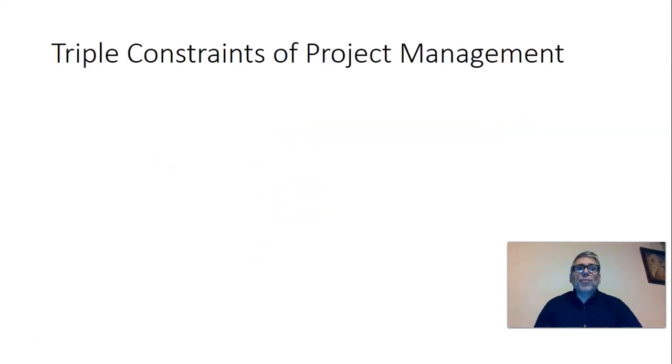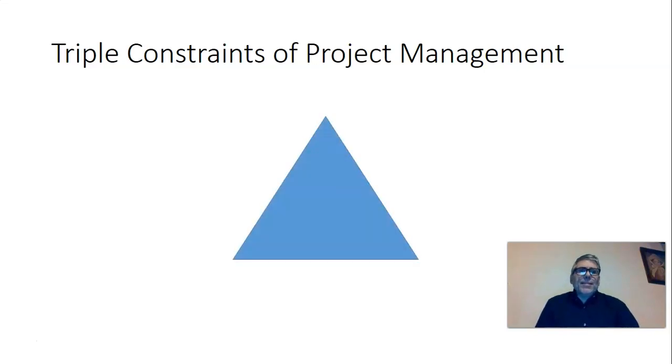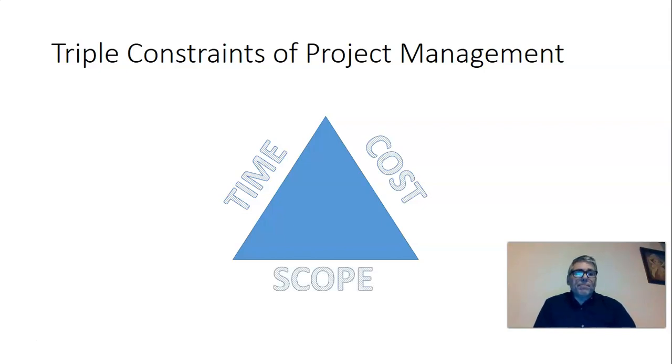Initially, the quadruple constraints of project management was the triple constraints of project management, and it's typically represented as a triangle consisting of time, cost, and scope.